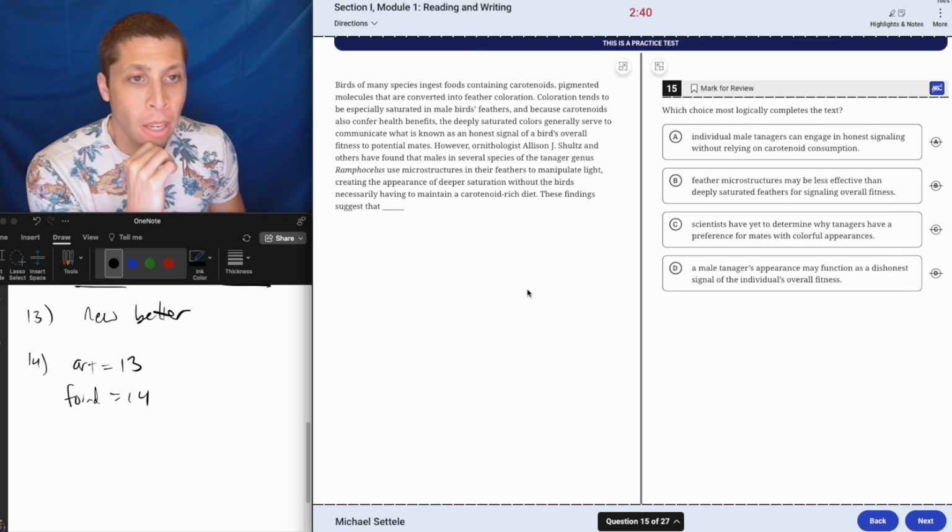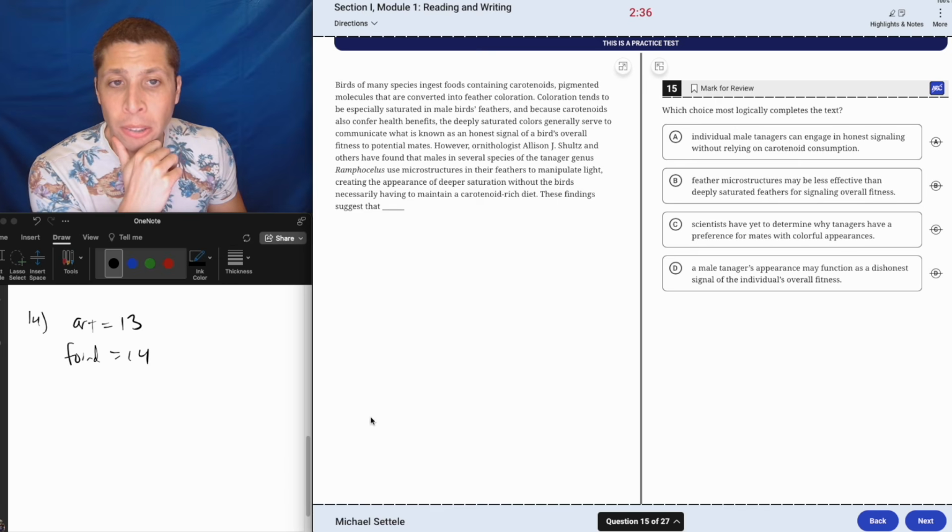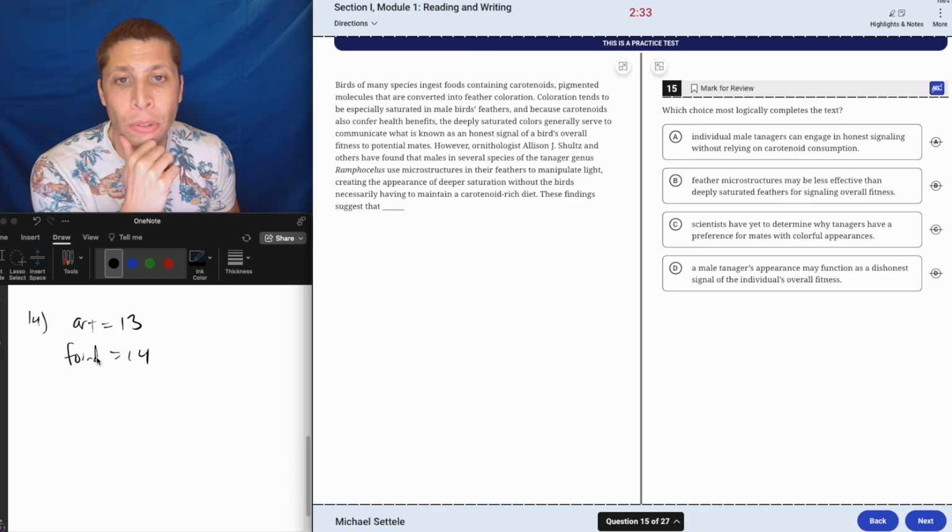Okay. Last question. Yeah. Birds of many species ingest foods containing carotenoids, pigmented molecules that are converted into feather coloration.